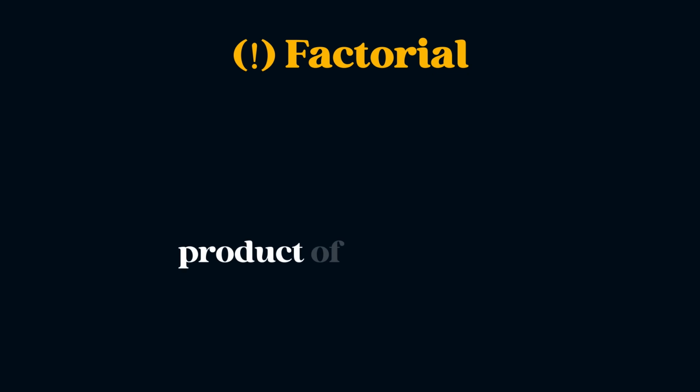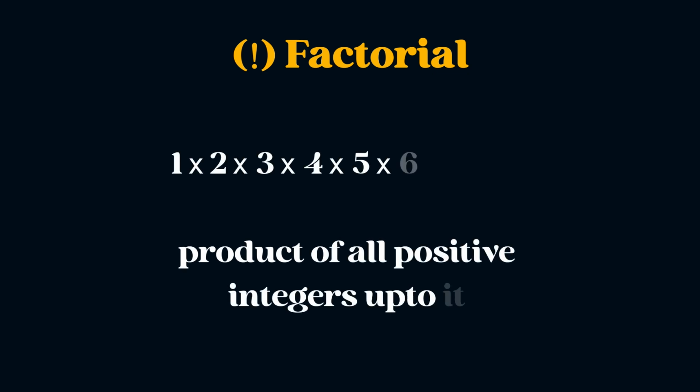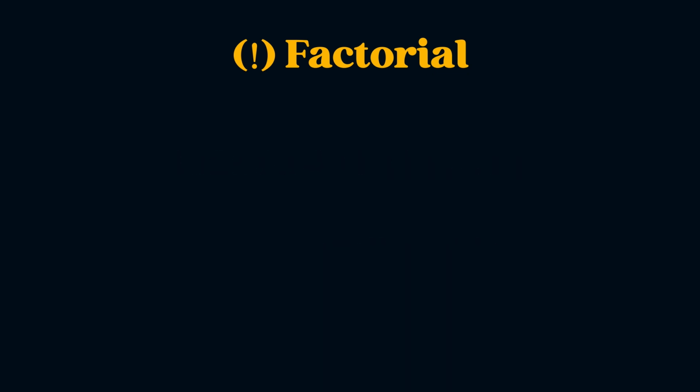17. Factorial. The factorial of a number is the product of all positive integers up to it. For example, factorial of 5 equals 5 times 4 times 3 times 2 times 1 equals 120.